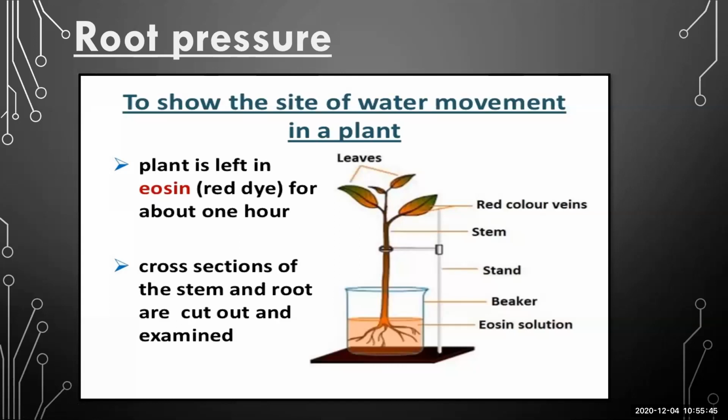Why has this happened? Due to the upward movement of the water, that is the formation of the water columns, the root has absorbed that red color dye water, and it will color the xylem which are present in the veins of the leaf and the stem.